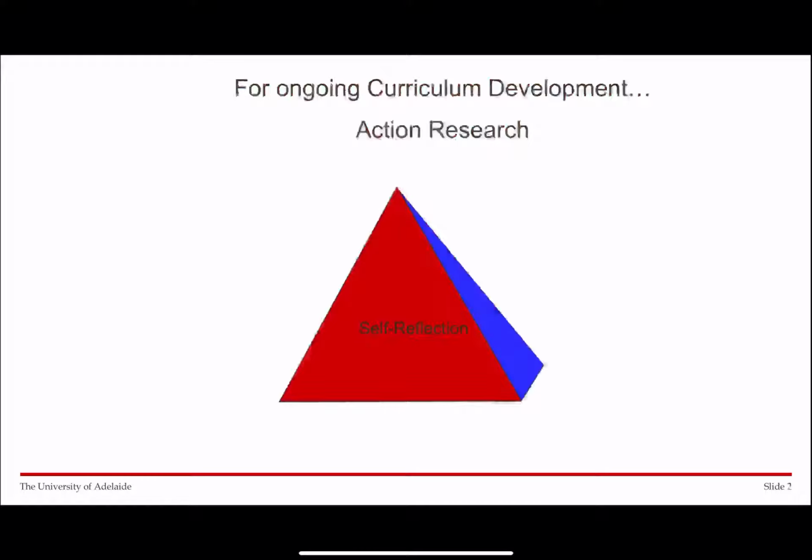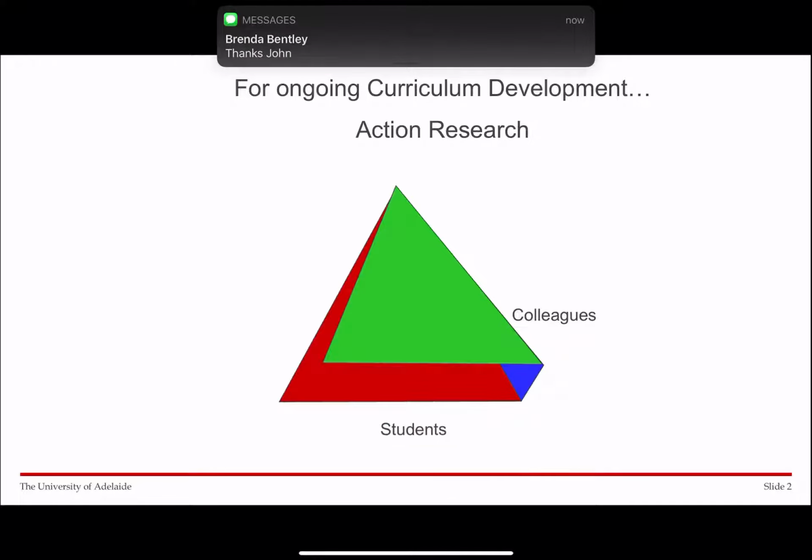But we want to add to that other reflective surfaces like the perspective of colleagues, more experienced colleagues, also people at a similar level to us, who can all bring really valuable perspective. Then we want to obviously think a lot about students and all that they bring to us.